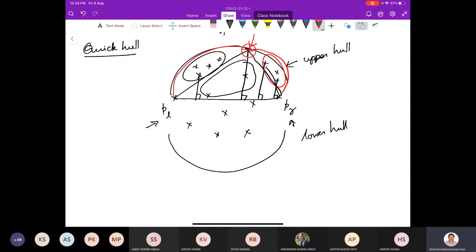So how to find the upper hull? Now you consider all the points which are above this line PLPR. There are many of them, so you have to identify one point which is on the upper hull.